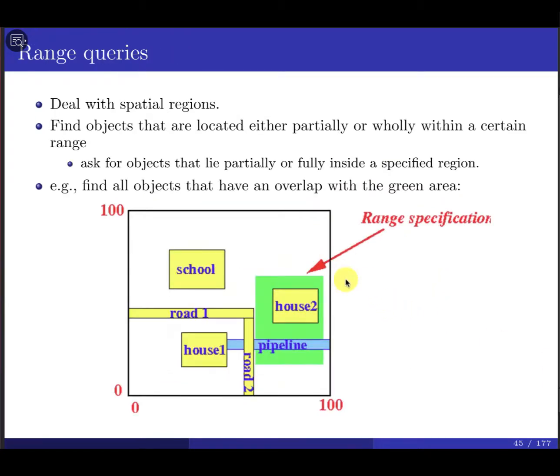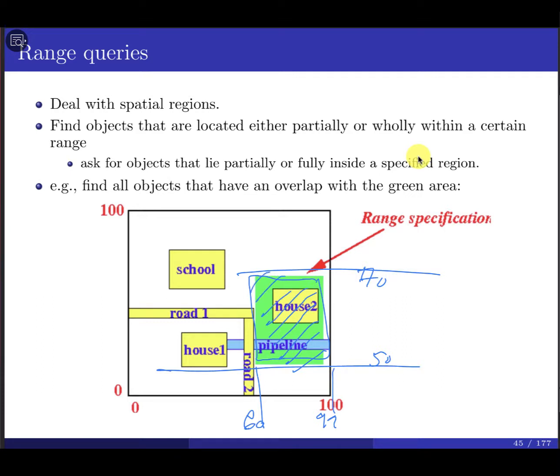I skipped one query. We call this one the range query. I give you, let's say, a block or area, and say, give me what kind of objects are located in this area. That's the range query. Give me the list of the objects located partially or entirely within a certain range. I give you an x and y condition. I don't know exactly the value of x, maybe 60 up to 99, and y between 50 and 70. Tell me what kind of objects are located in this area.